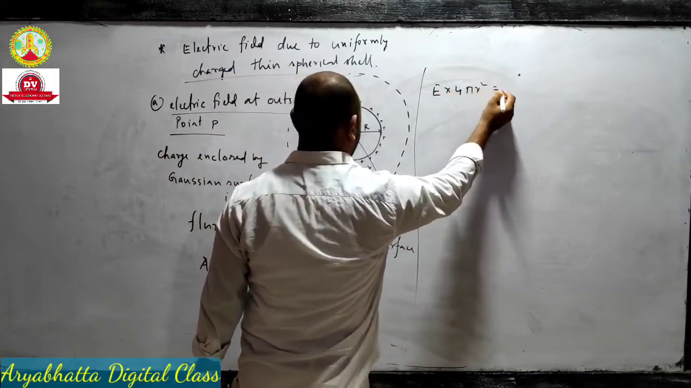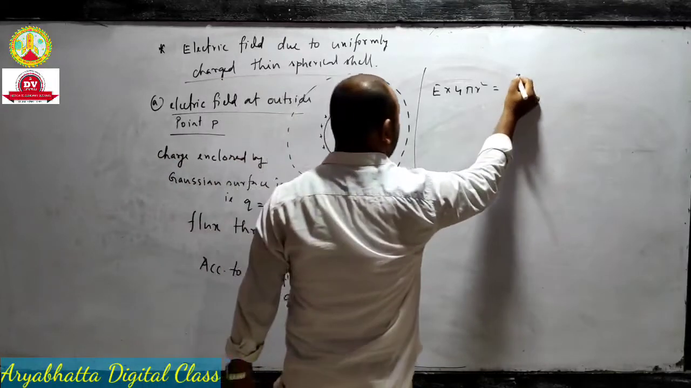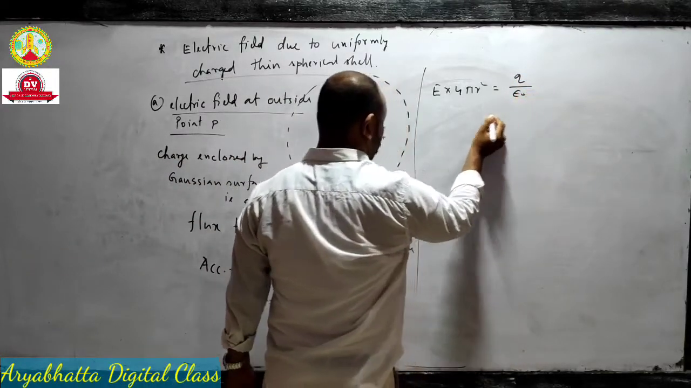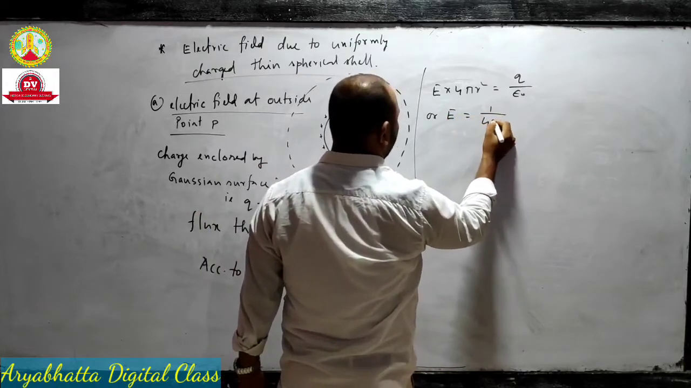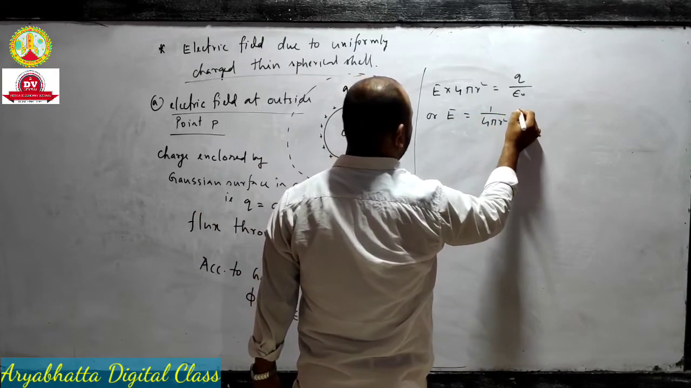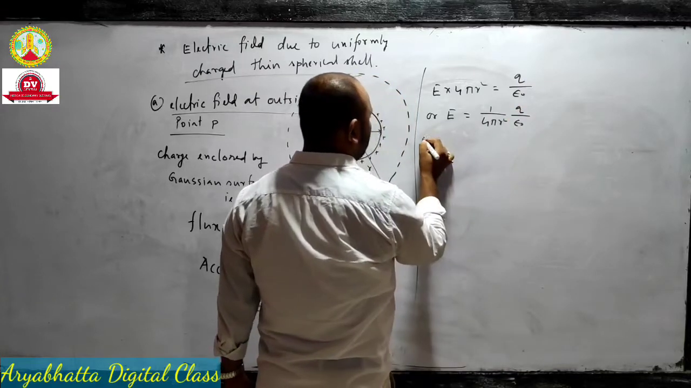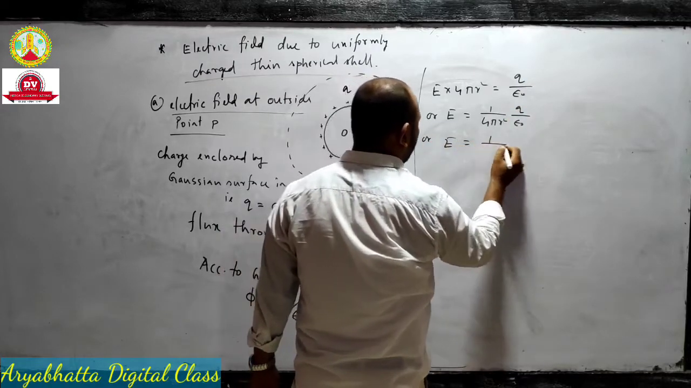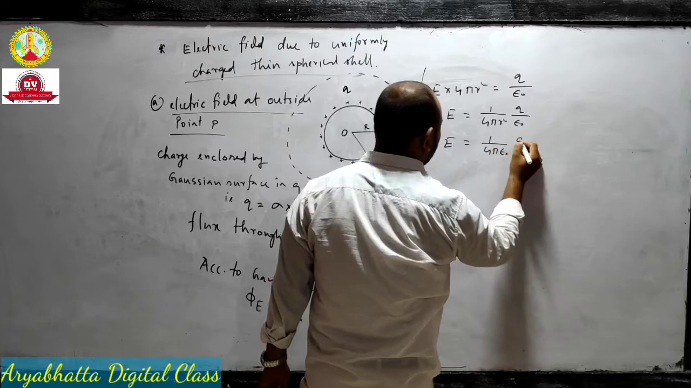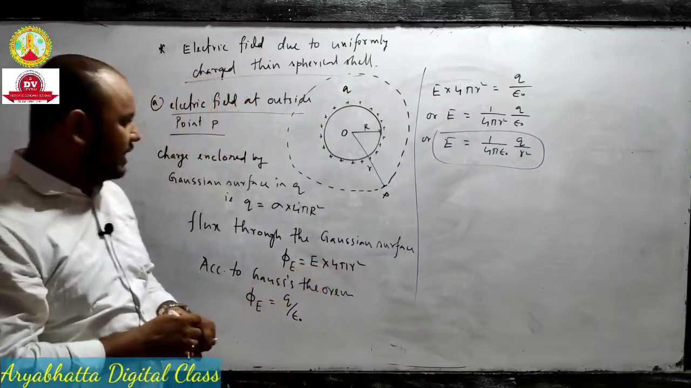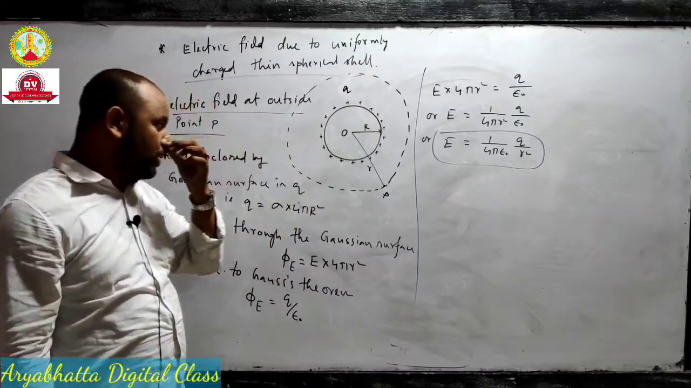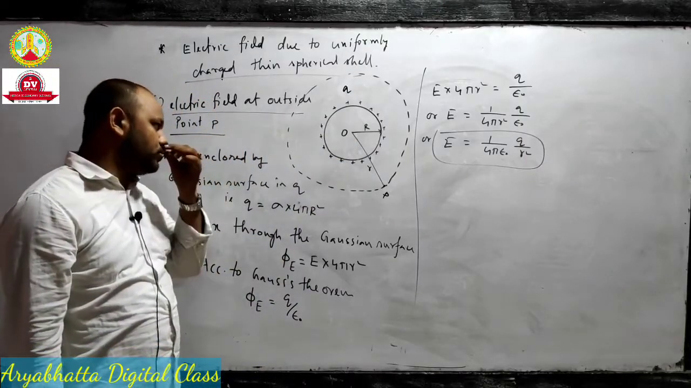4 pi r square, which is equal to q divided by epsilon naught, or you can write E is equal to 1 by 4 pi r square epsilon naught, q by epsilon naught. If you rearrange, it will be 1 by 4 pi epsilon naught, q by r square. Electric field at a distance r is 1 by 4 pi epsilon naught q by r square.